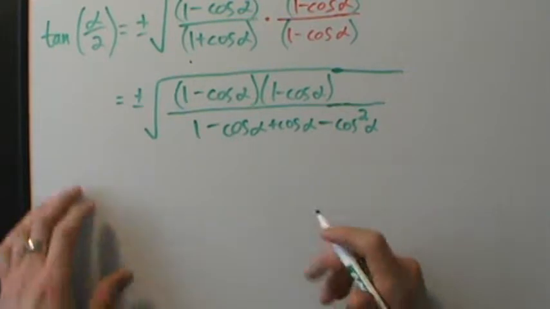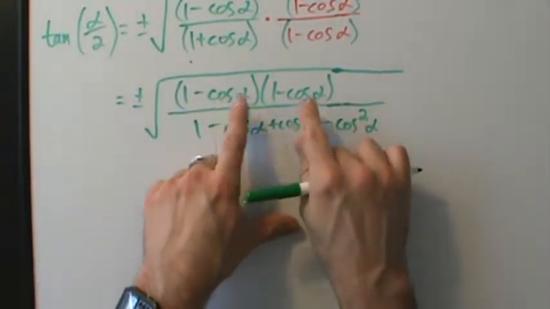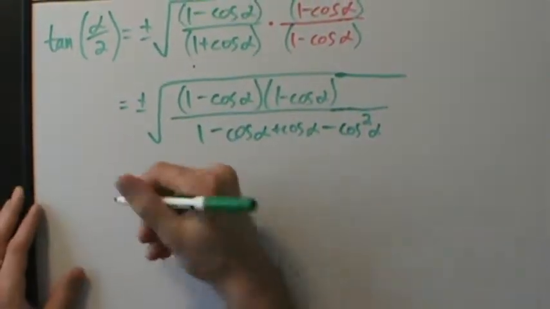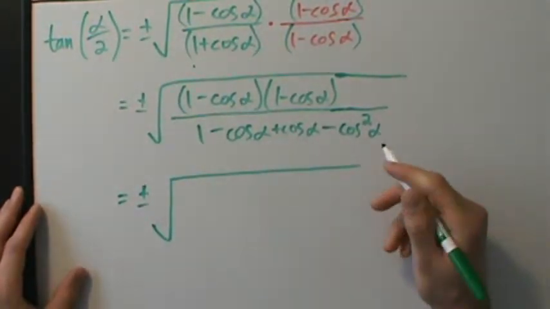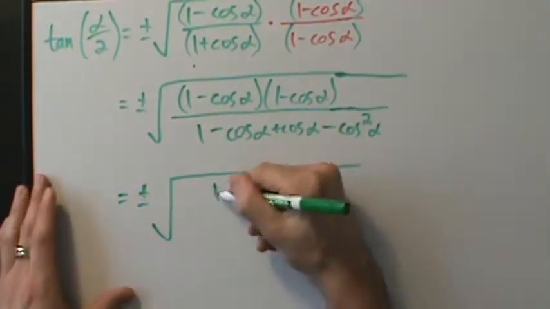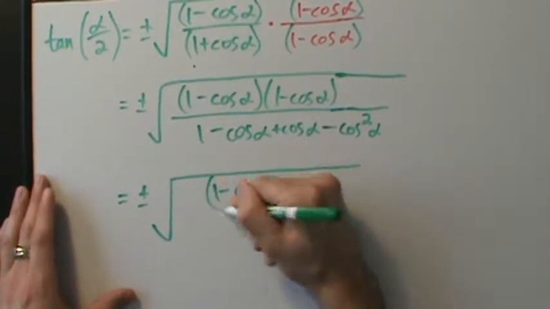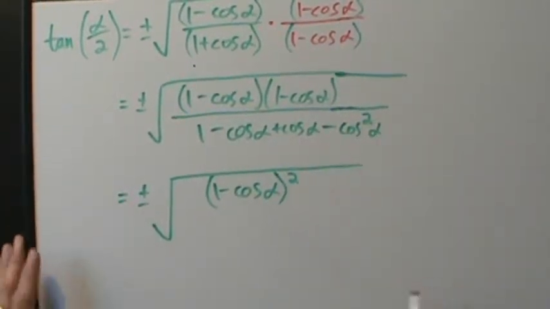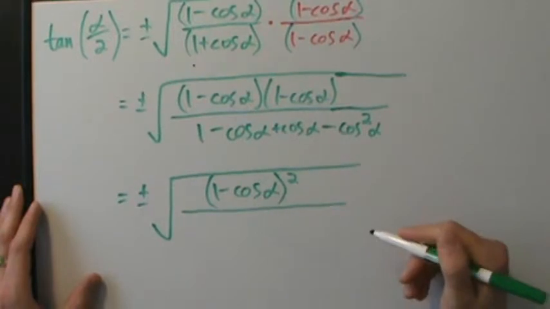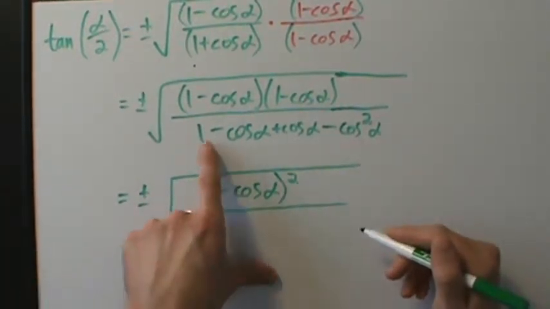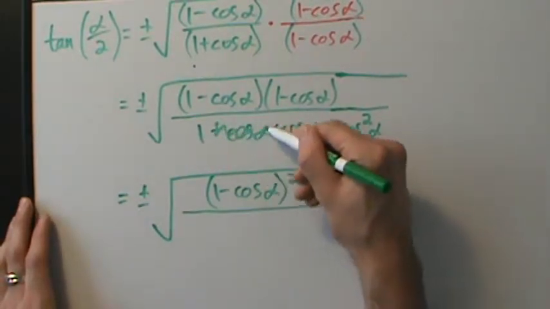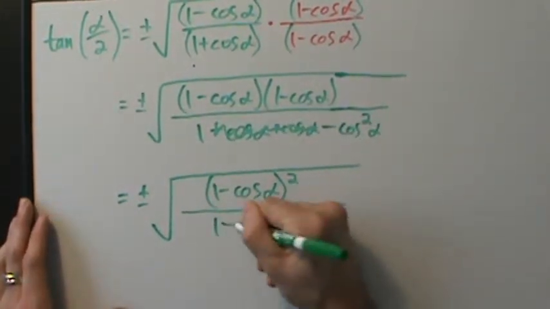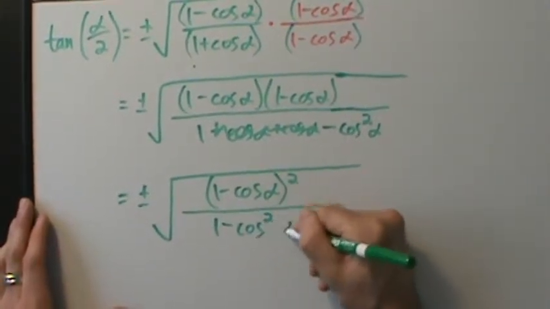Again, we're not going to have to FOIL on top, so let's just leave that as it is. So this is going to be plus or minus the square root of 1 minus cosine alpha quantity squared. Now, when we simplify on the bottom, minus cosine alpha plus cosine alpha cancel. That's great. And we have 1 minus cosine squared of alpha left.